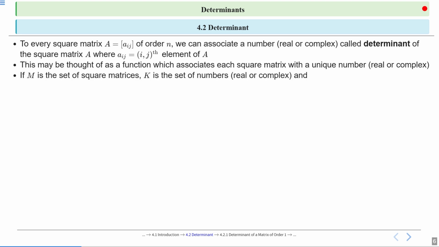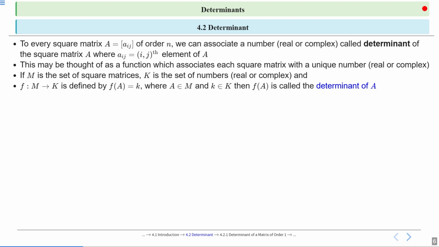Okay. If M is the set of square matrices, we consider M which contains all the square matrices, and K is the set of numbers, real and complex. Okay. So now define a function f from M to K, defined as f(A) = k, where A belongs to M and small k belongs to capital K. Then f(A) is called the determinant of A. This is a mathematical representation of a function f which is the determinant.